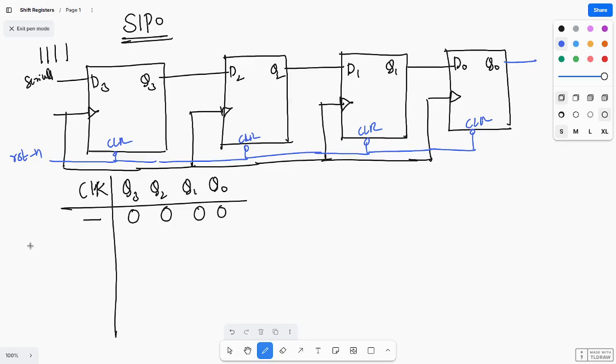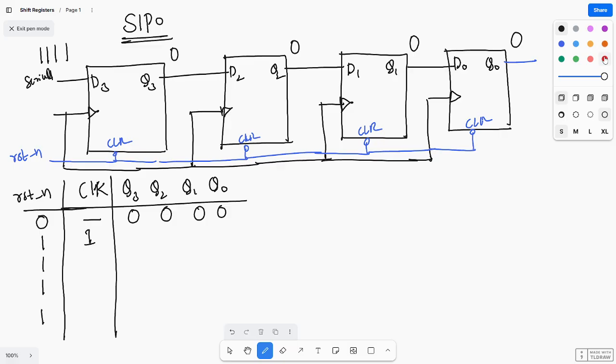So you can add one more column, reset underscore n. When it is zero, that means when clock is not applied, all the flip flops are zero. When it is one, then it will be in functional mode. So during the reset mode, all the flip flops will be zero only.